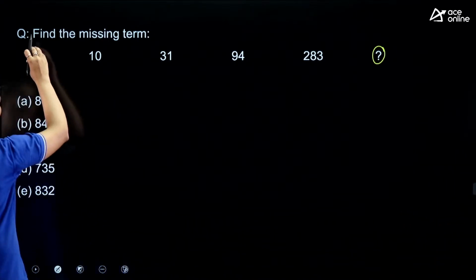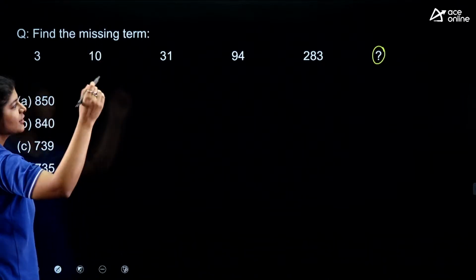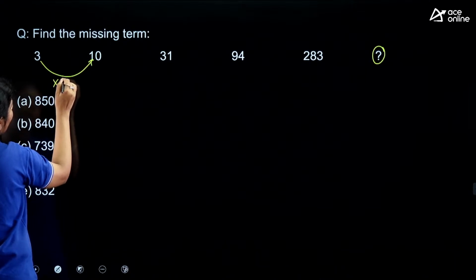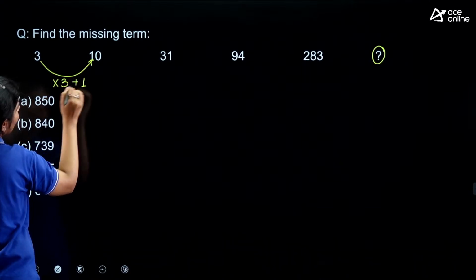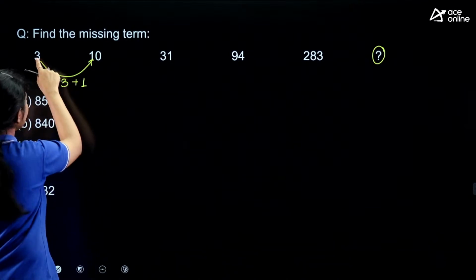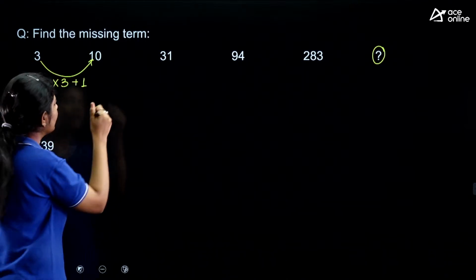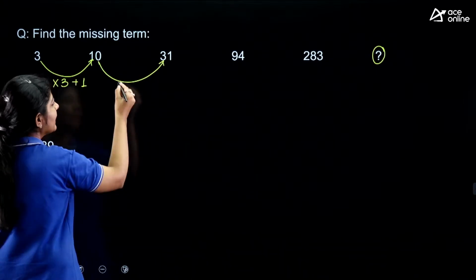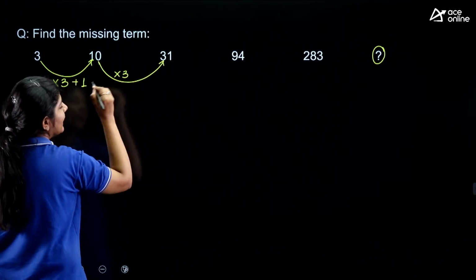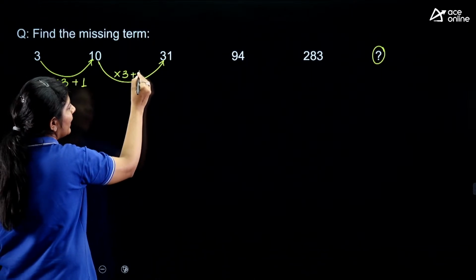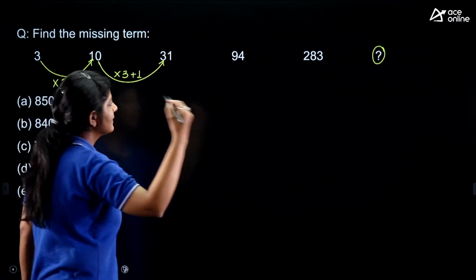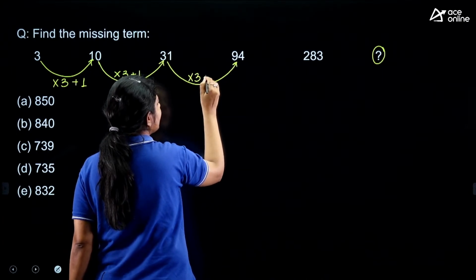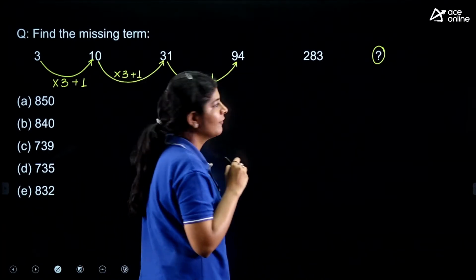So here we have 3, and it's quite easy. If we multiply it by 3 and afterwards add 1, then I'll get 10, right? 3 into 3, 9, 9 plus 1, 10. Again, to convert 10 into 31, I multiply it by 3 and get 30, and if I add 1, I get 31. Same: into 3, 93, 93 plus 1, 94.